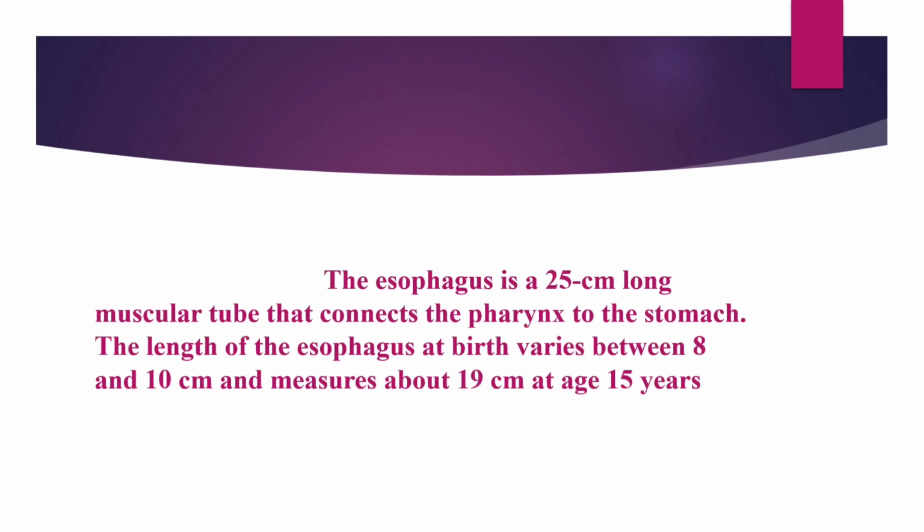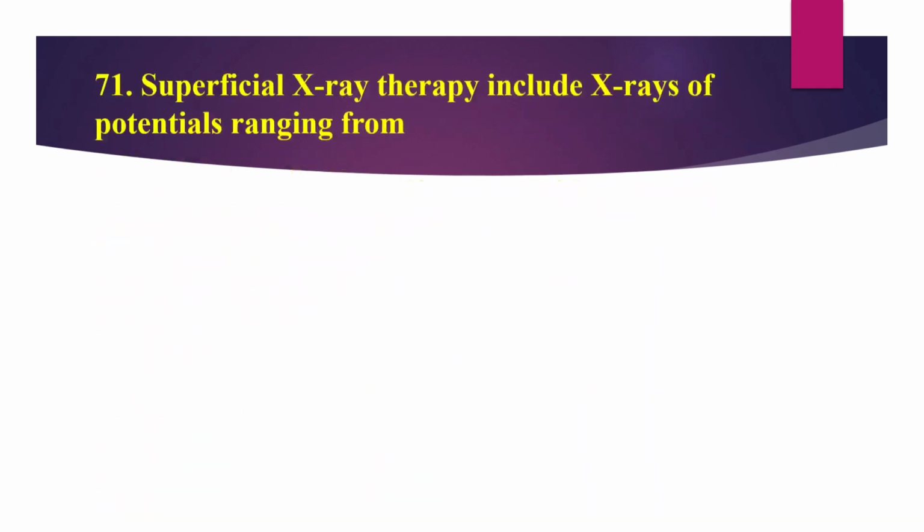Esophagus is a 25 centimeter long muscular tube that connects the pharynx to the stomach. The length of the esophagus at birth varies between 8 and 10 centimeter and measures about 19 centimeter at age 15 years. Moving on to the next question, question number 71.